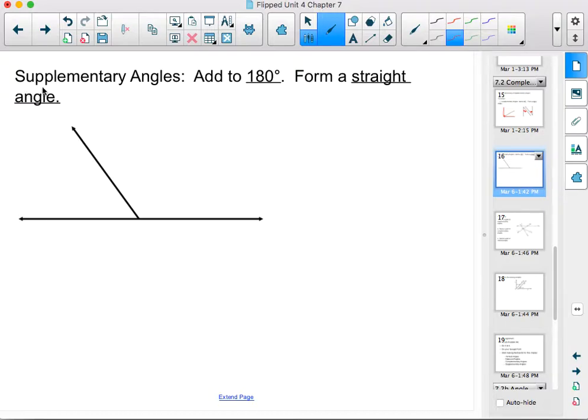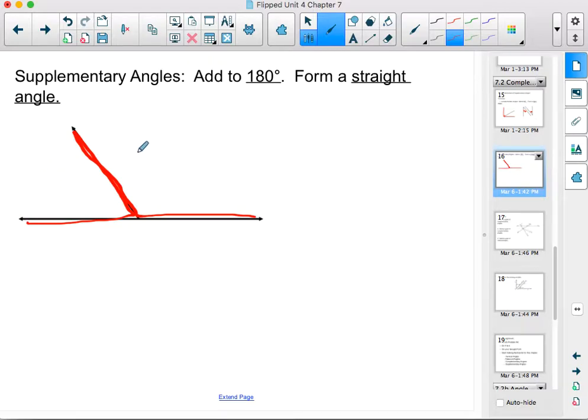Another vocab word for us in this lesson is supplementary angles. Supplementary angles add to 180 degrees, which means they form a straight angle. So like the example we just looked at for complementary angles, these are two angles. Here's one, and here is the other. And if you notice, when we put them together, the outside angle is a straight angle, so it's 180 degrees.